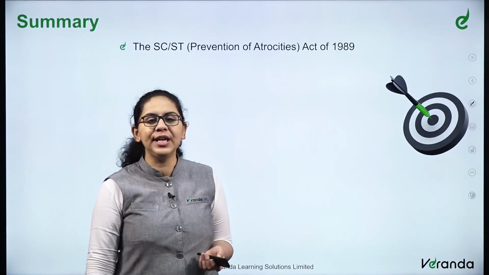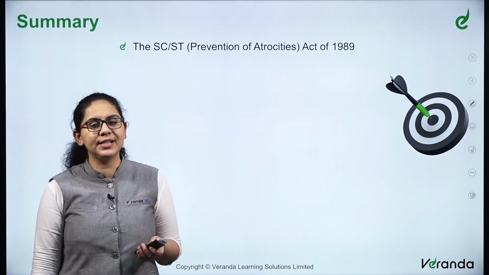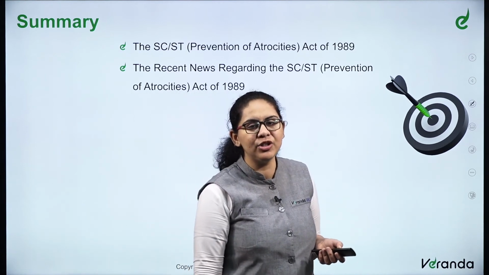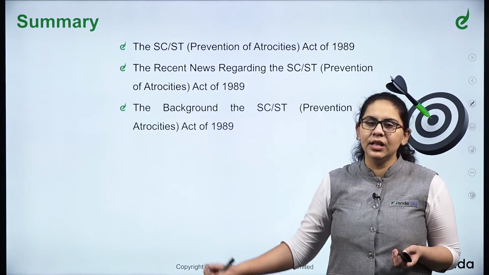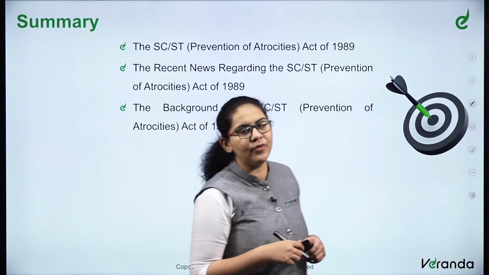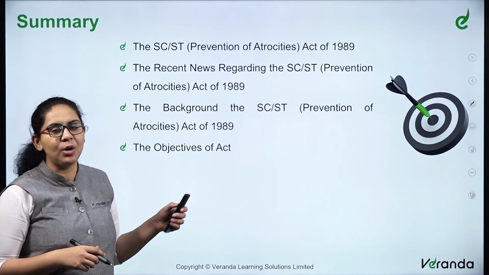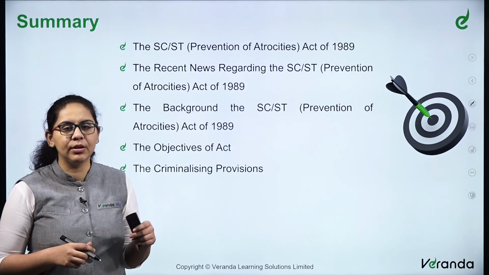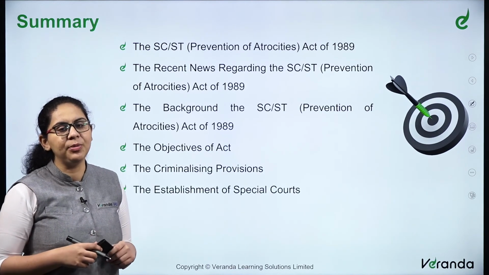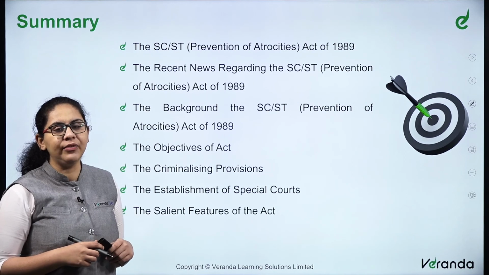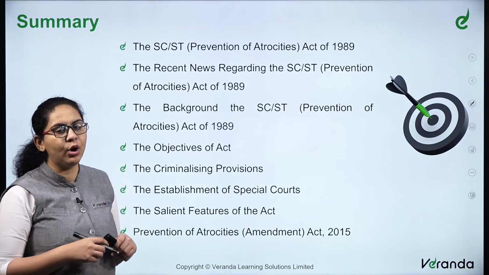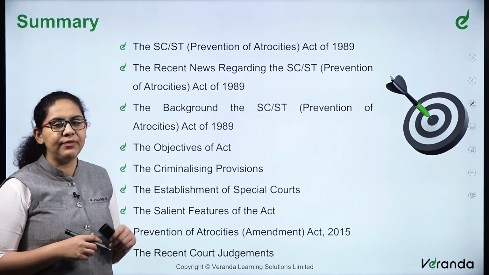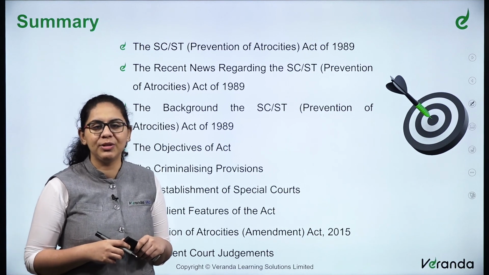So this was all for today about the SC/ST Prevention of Atrocities Act of 1989. We covered the recent news regarding the Act, the background of the Act, the objectives of the Act, the criminalizing provisions, the establishment of special courts, the salient features of the Act, and then the Prevention of Atrocities Amendment Act of 2015. Then we discussed some recent court judgments as well.